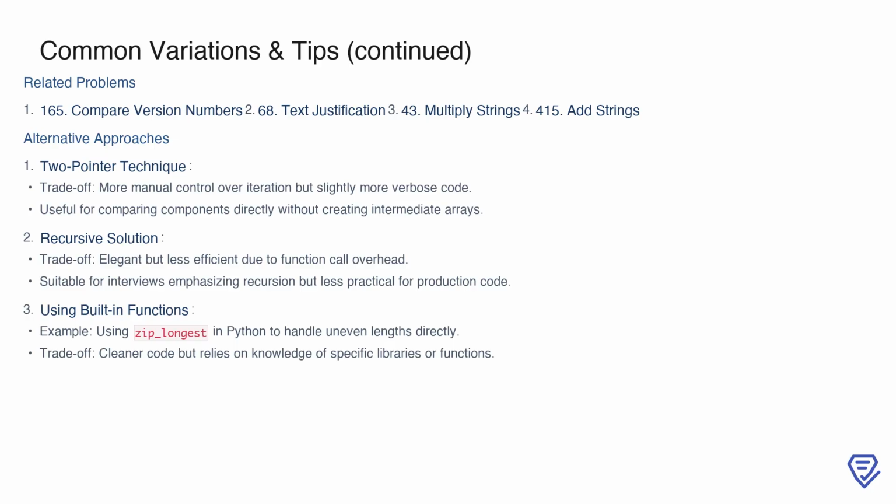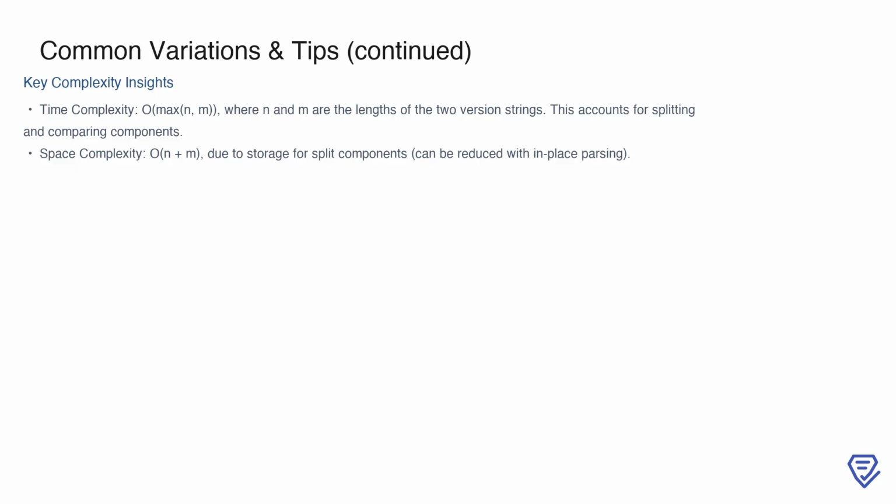To understand the complexity of this problem, let's break it down. The time complexity is O(max(n, m)), where n and m are the lengths of the two version strings. This accounts for the time required to split the strings and compare their components. On the space complexity side, it's O(n + m), as the split components need to be stored temporarily. However, this can be reduced with in-place parsing techniques that avoid creating additional arrays. Keeping these complexities in mind can help you optimize your solution and explain its efficiency during an interview.